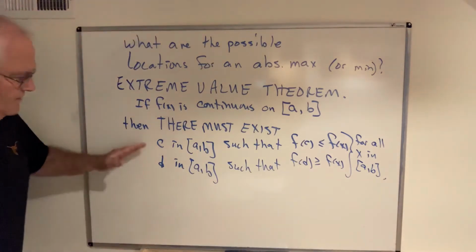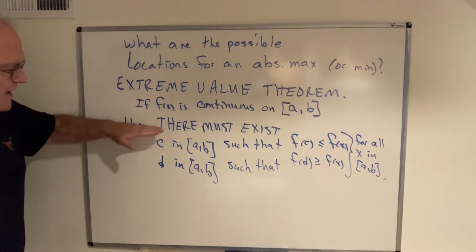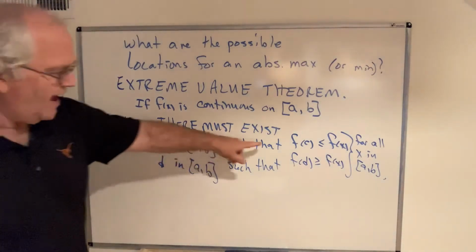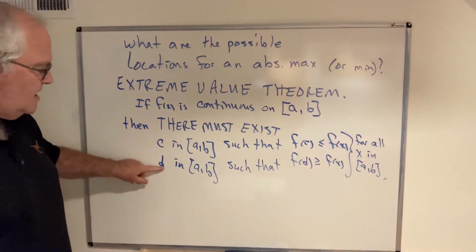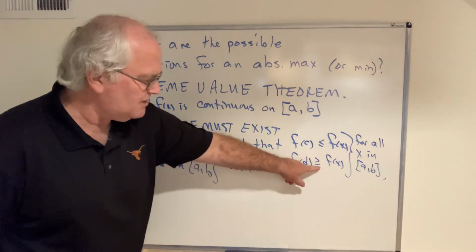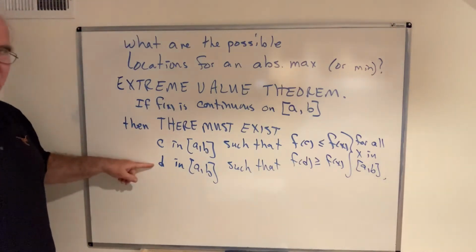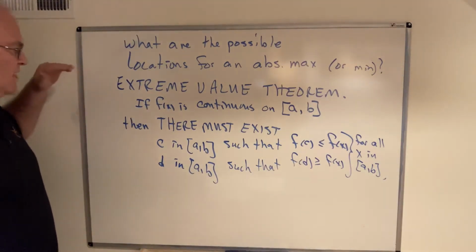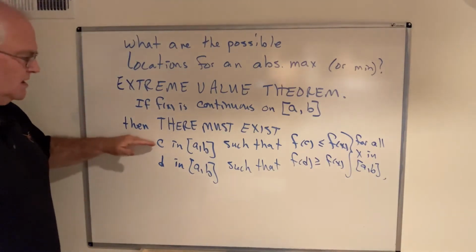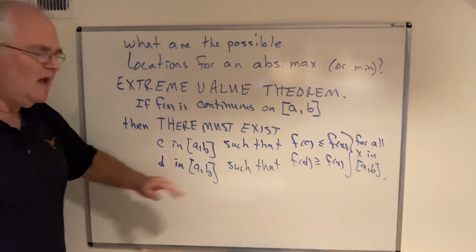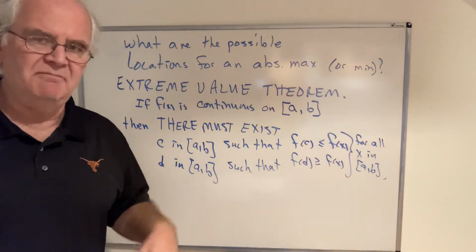That's a bunch of words. There's a nice, concise way of saying it. Officially, it says there must exist a c such that c is the minimum, and there must exist a d such that d is the maximum. There must exist a minimum and there must exist a maximum on that interval. If you have a continuous function on a closed interval, there must exist a maximum, there must exist a minimum. Very often what we'll say is f achieves both a max and a min.